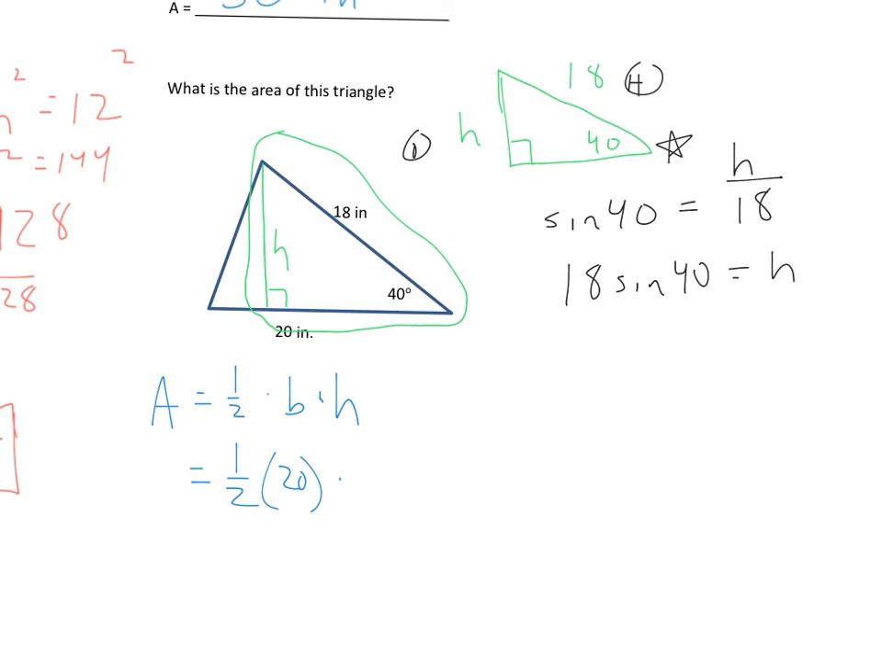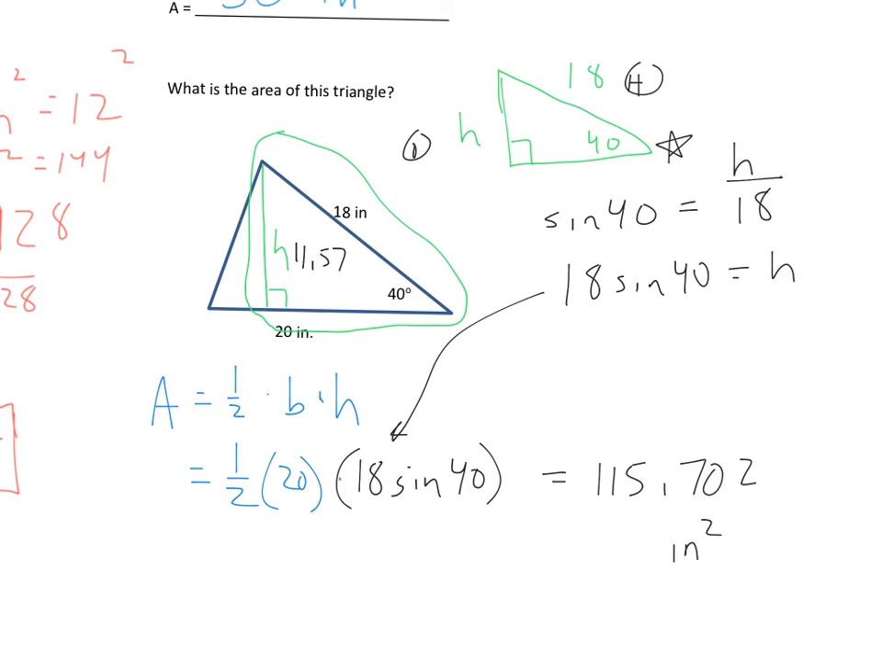So height equals 18 times the sine of 40. That's what I put in for height. 18 times the sine of 40. Just to show you that real quick, if I just do that on its own, that height right there is 11.57, okay? But I don't want to round that until the very last step, so then I multiply that times 20 times 1/2, and then I'm getting 115.702 square inches. You could round to 2 decimals there if you want. I just did 3.